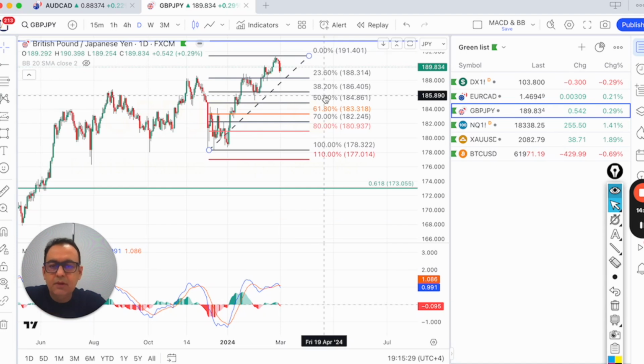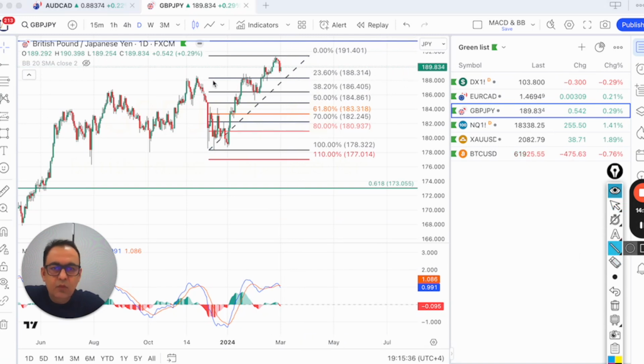But as per the current technical setup, we have bearish divergence, so there could be some correction, and it was a major resistance level which was broken, so there could be a retest at least towards 188.31 before continuing in the upward direction. Now let's move to 4H.